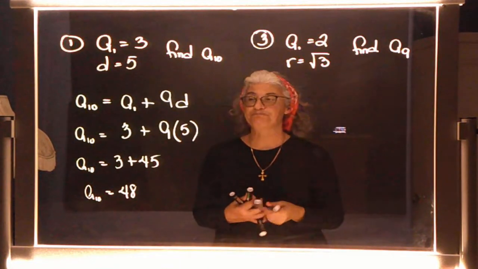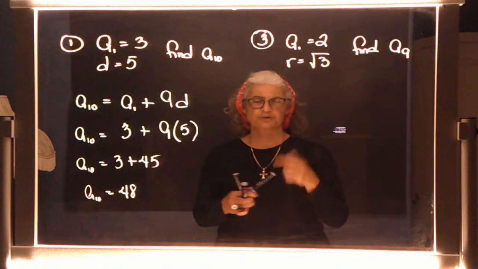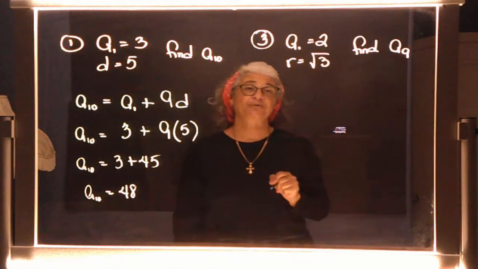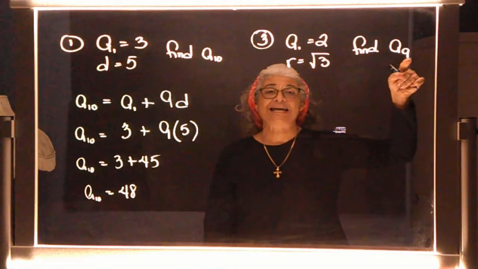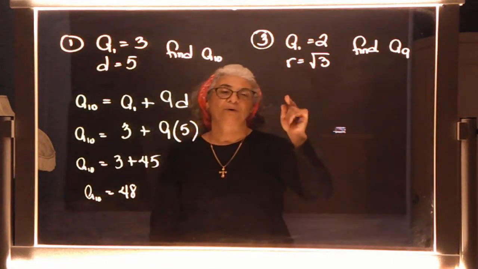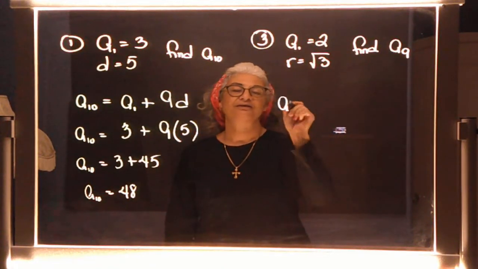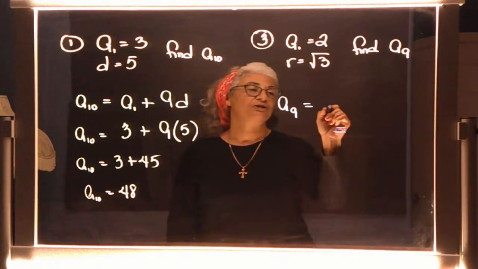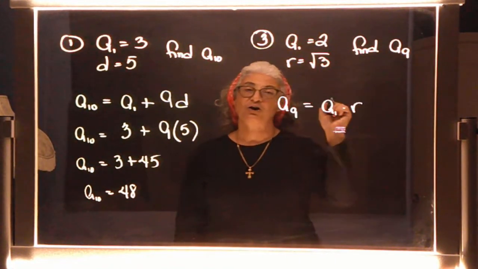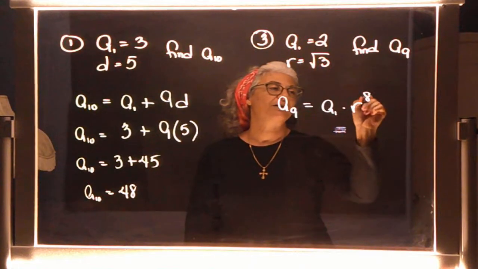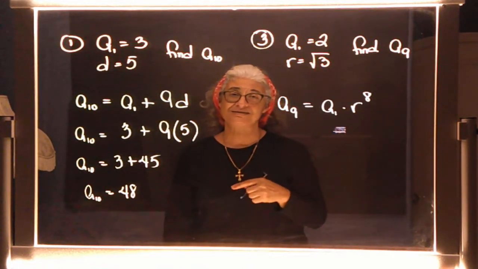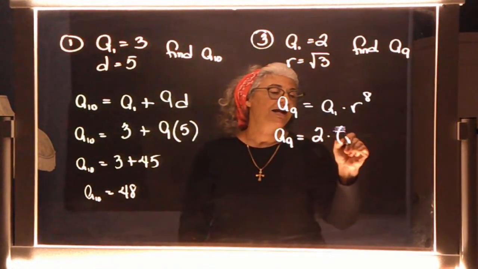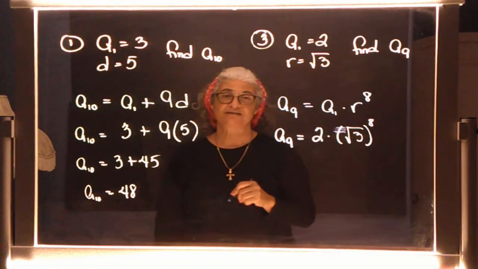Okay, let's take a look at this one. This one, which was problem number 3, we found the first term of 2 and we found the common ratio was the square root of 3. And in this one, they're asking us to find a sub 9, term number 9. Well, for a geometric sequence, generically speaking, you find term number 9 by, good, taking the first term, multiplying it by the common ratio to the power of 8. Again, that's one behind, isn't it? Okay, so term number 9 is going to be found by us taking 2 times the square root of 3 to the power of 8.